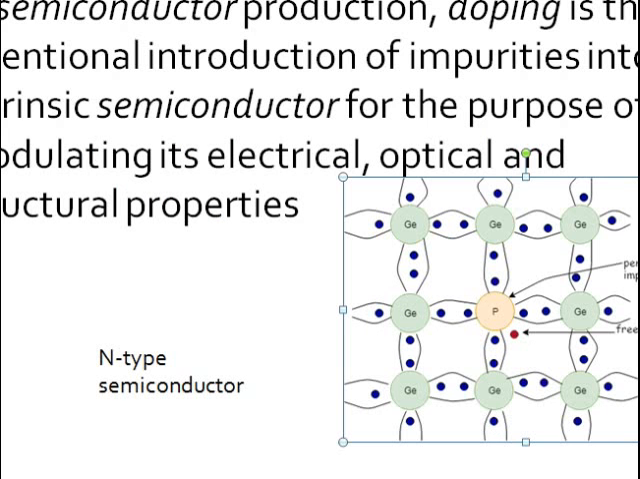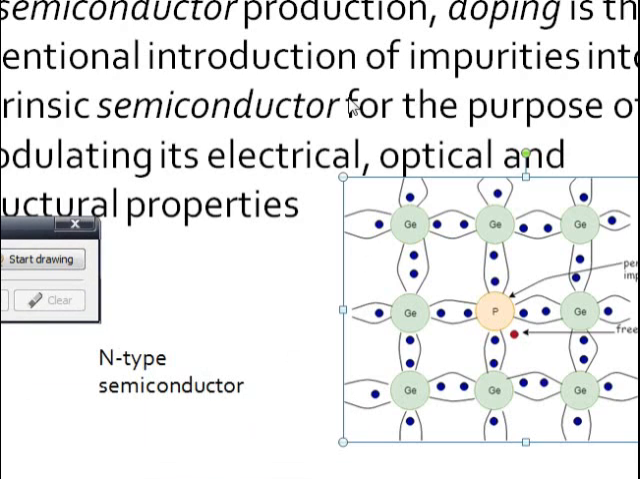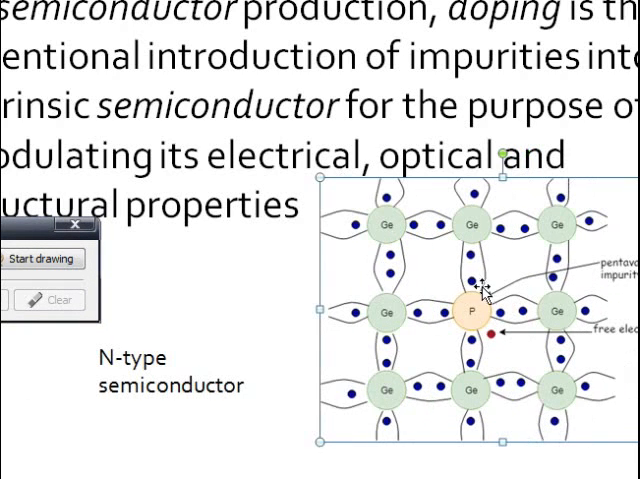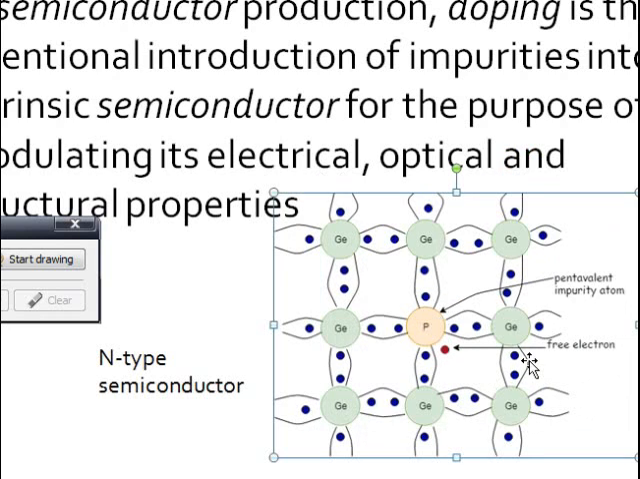I will just zoom. In this picture, this Ge is an element, a semiconducting material, and it has some electrons in it: 1, 2, 3, 4. Let us say 4 electrons. And these 4 electrons are stable, so there is no extra electron in the material.